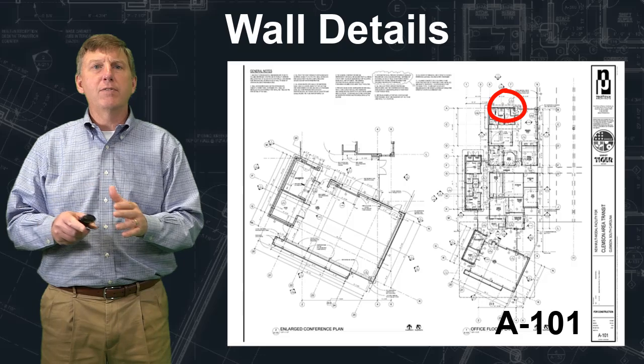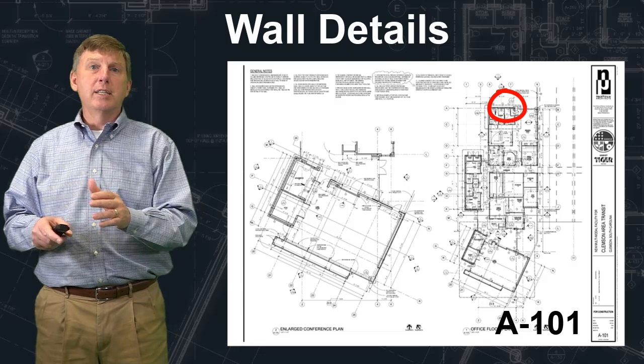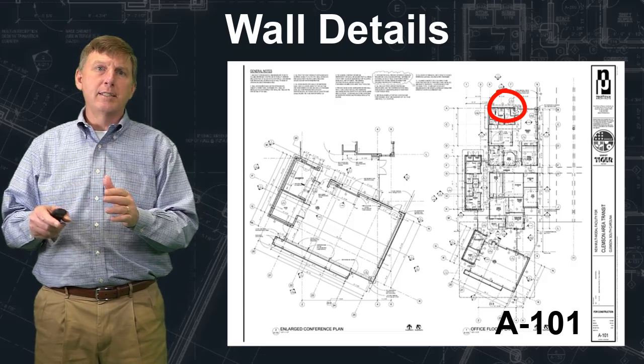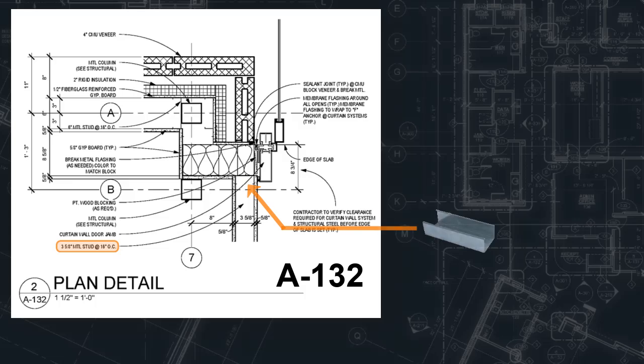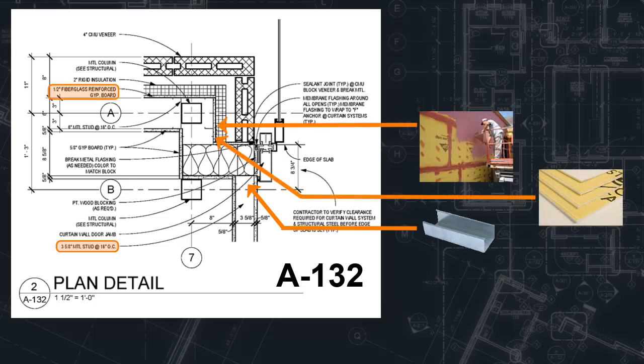Now let's look at a different area on the drawing. And we're going to look at detail number 2 on A-132. We can see that this wall is made up slightly different than the last one we looked at. So let's break this down. Like before, we have metal studs in the center of the drywall. And we have this exterior membrane that we saw before. And we have the polystyrene, just like we saw before.